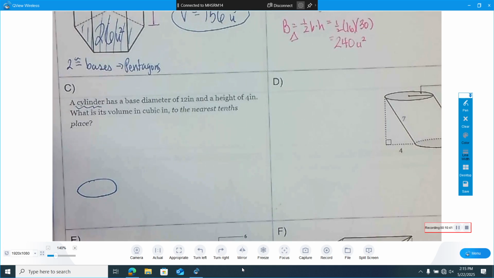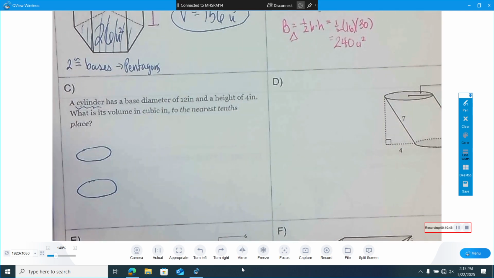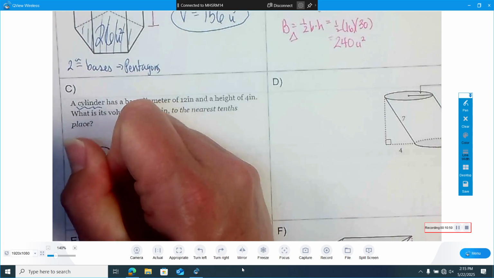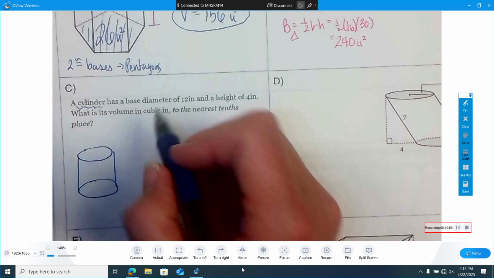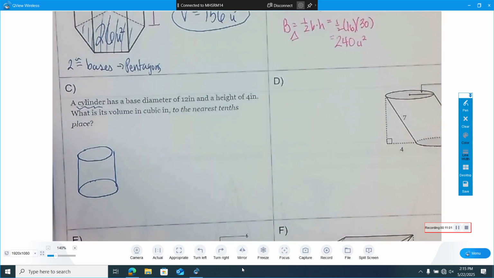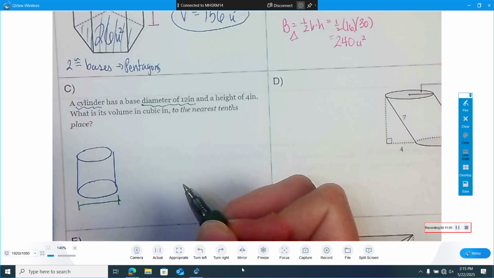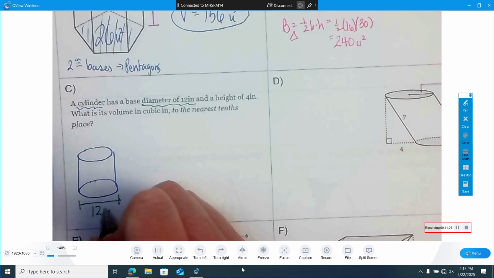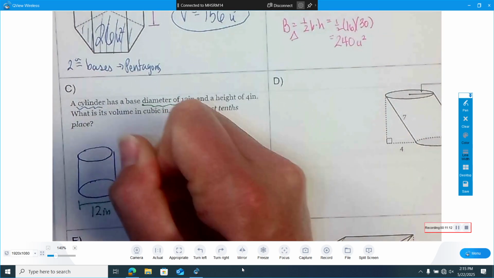So go ahead and draw one sort of smushed circle. Maybe it kind of looks like an egg. And then draw another smushed circle on top of it. And then we're just going to connect it with two sticks, and voila! You have a cylinder. It's beautiful. All right, and we're going to label it. It says we have a diameter. Please read carefully. We have a diameter of 12 inches and a height of 4 inches.